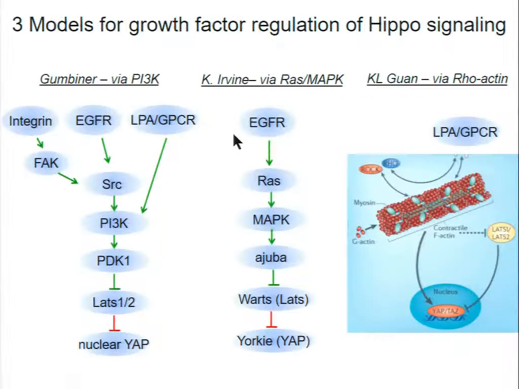So I'm going to talk a little bit more about the actual details of the pathways, how growth factors regulate YAP localization, the Hippo pathway. And there have been 3 different models published. The one I'll talk about a little bit is via the PI3 kinase pathway, which has some interesting implications. Ken Irvine's group, using Drosophila, found that EGF affected the Hippo pathway through the RAS-MAP kinase pathway, and others have talked about the Rho-actin mechanotransduction pathway.